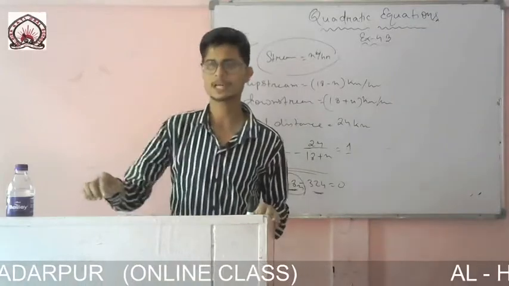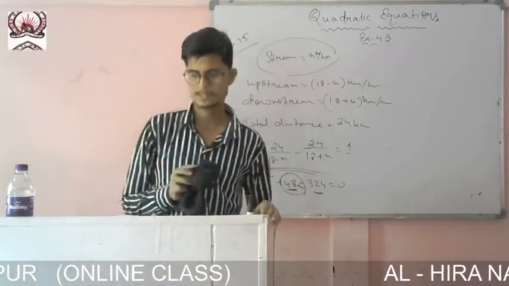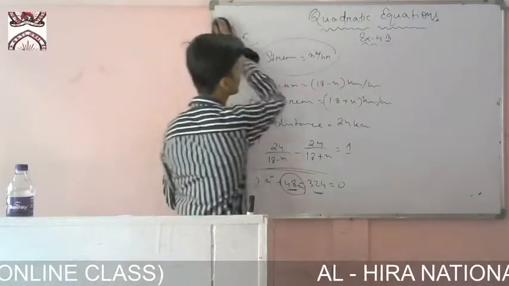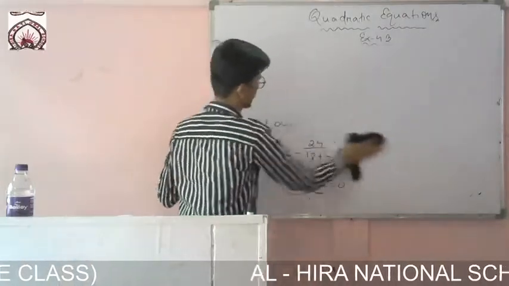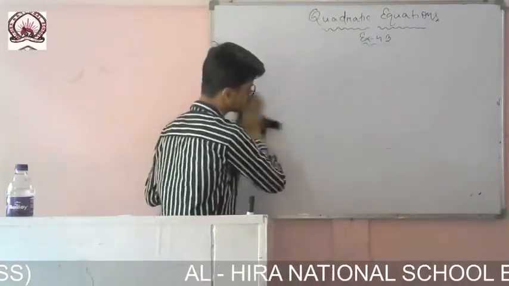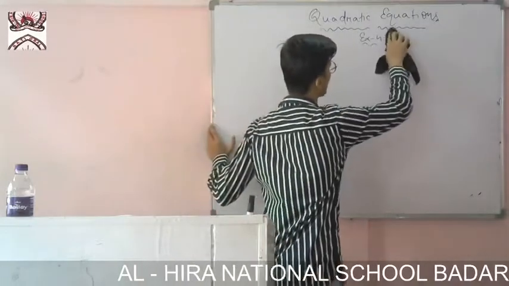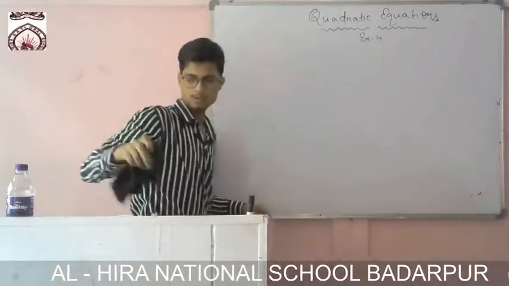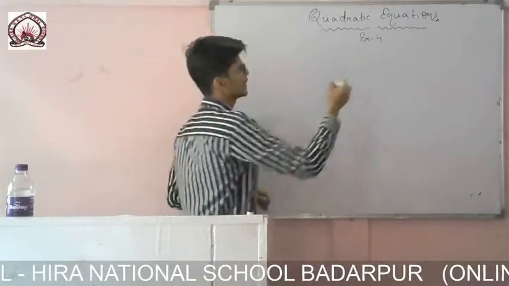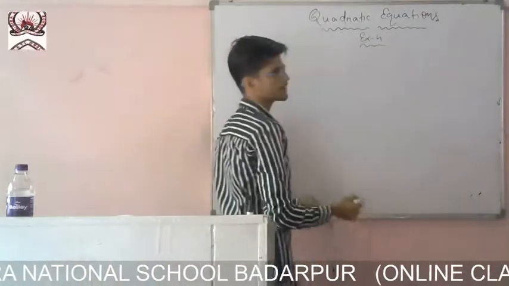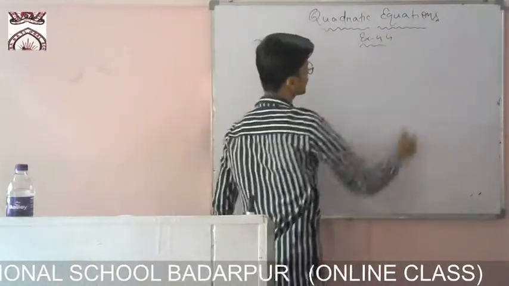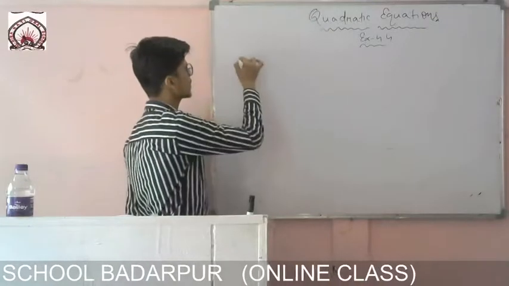It is about the nature of the roots. In the earlier exercise, we used the quadratic formula and found the values when the roots were real, that means when the discriminant was greater than or equal to 0. So now we are doing 4.4, nature of the roots.